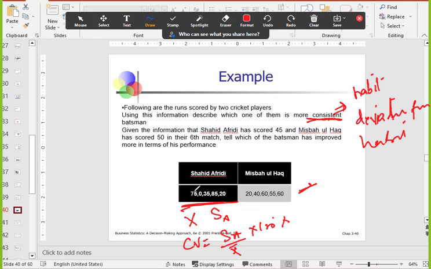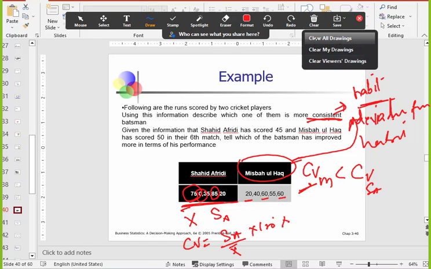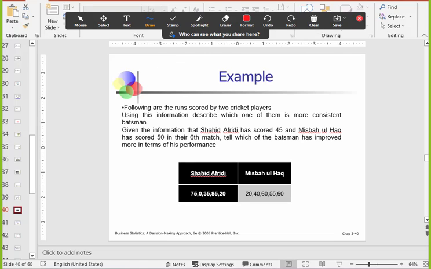Have a look: even though Shahid Afridi has a few high scoring matches, he also has a 0 in it. But Misbah Haq, even though he does not have very high scoring matches, has a lowest score that is also high enough. So it is likely that the CV value of Misbah Haq will be smaller than the CV value of Shahid Afridi. It means Misbah Haq is more consistent. Even though his habit is not very high, he is very strictly connected, or very near, to what his habit is. So this is the application of calculating the coefficient of variance.